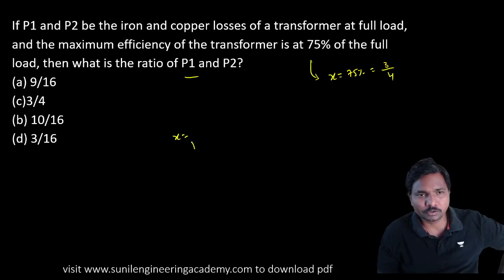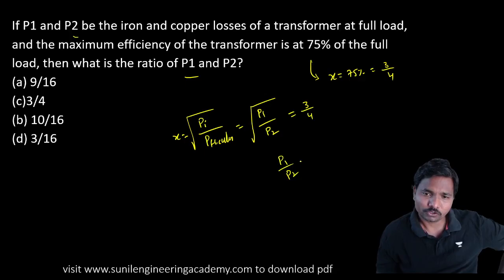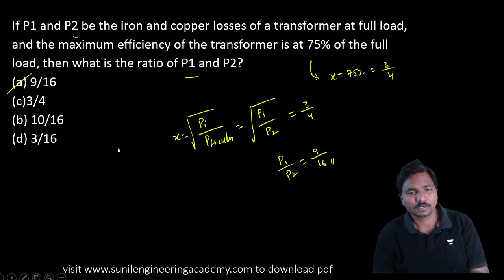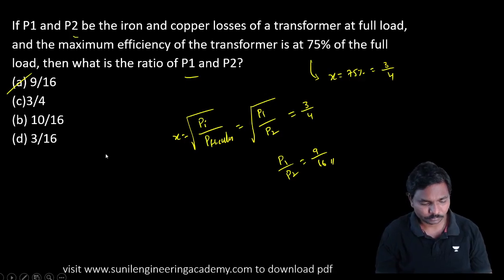We know x is equal to the root of iron loss by full load copper loss. Iron losses they have given as P1, copper losses they have given as P2, and x they have given as 75%, that is 3 by 4. So if you square it, you get 9 by 16. That is the answer. The ratio is 9 by 16. Okay. Coming to the next question, guys.